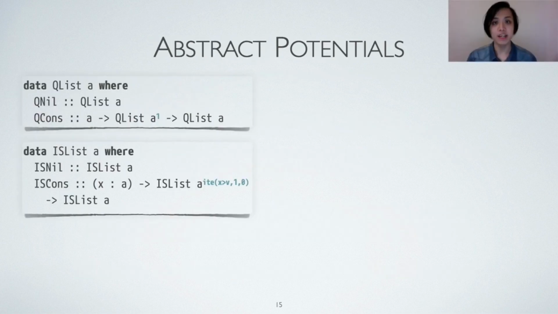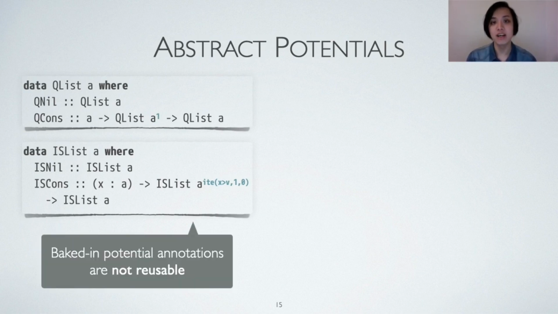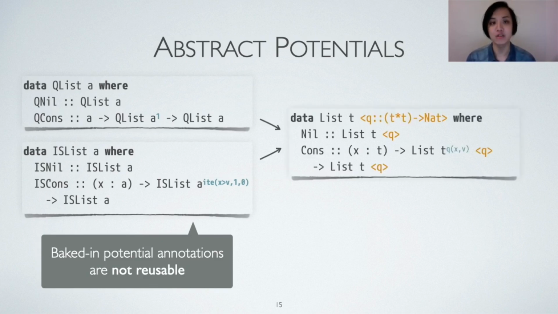However, inductive potentials on their own are difficult to use. The potential annotations are built into the data type definitions, so any slight change in the analysis or in the resource metric requires redefining a new data type. To address these issues, we have proposed a second mechanism: abstract potentials. In liquid resource types, we allow data types to be parameterized by a numeric potential extractor.